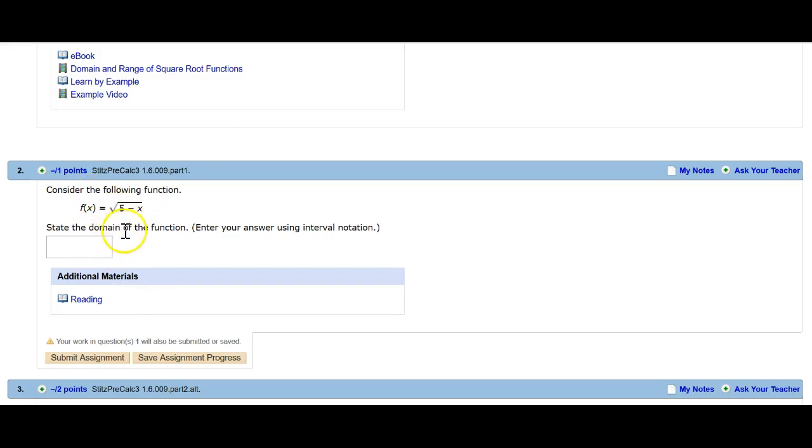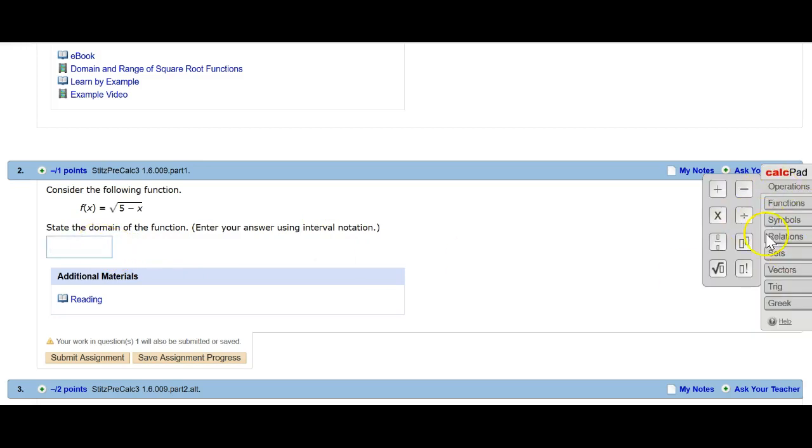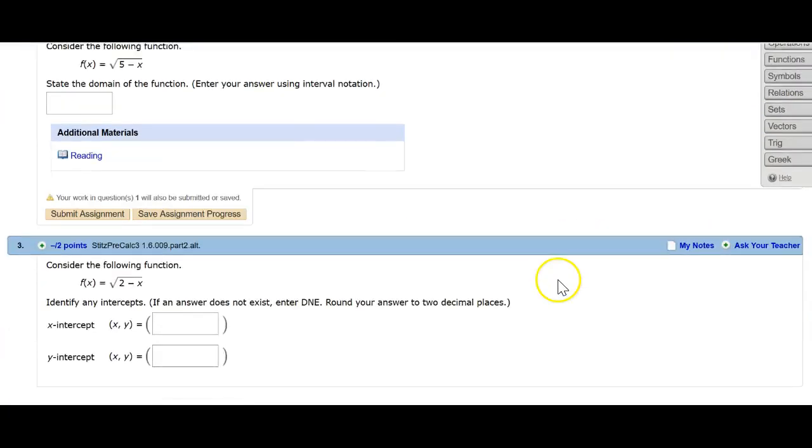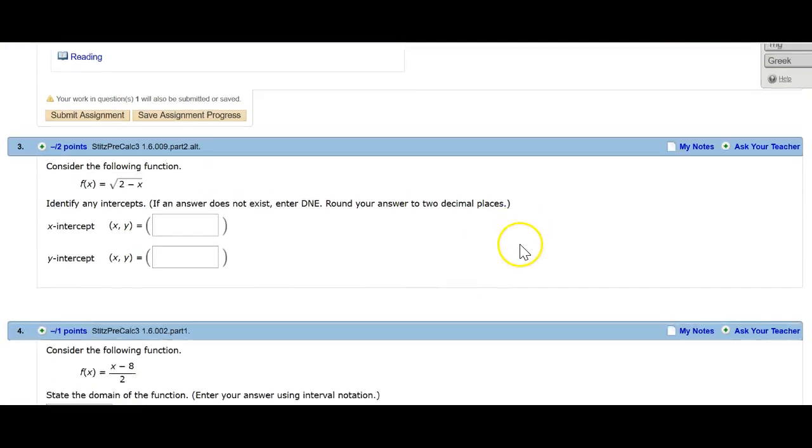Here is another domain question, state using interval notation. When I click in here, that calc pad shows up, so I can use the set things. Now let's look at another type of question.